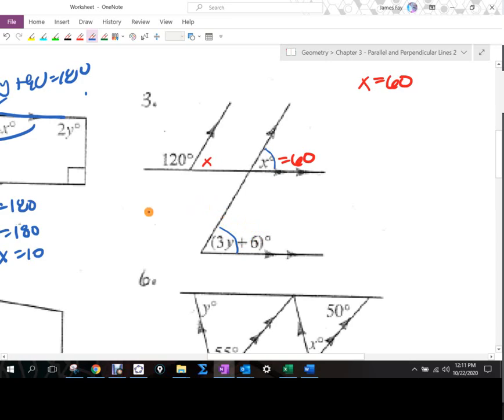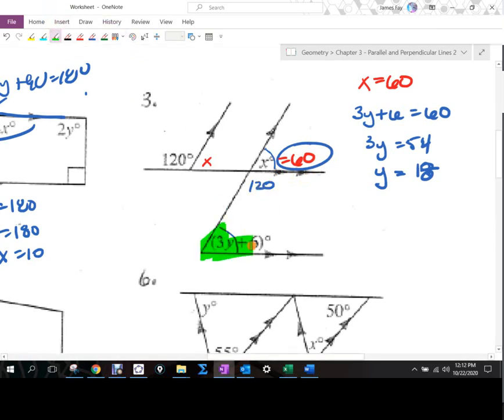The corresponding. Maddie? Yep. Okay. So we got 3y plus 6 equals 60. And we get 3y equals 54. 18. You're right. 18. Sorry. What'd you do? Fabulous. That works. Okay. So this is 60. So this has got to be 120, right?